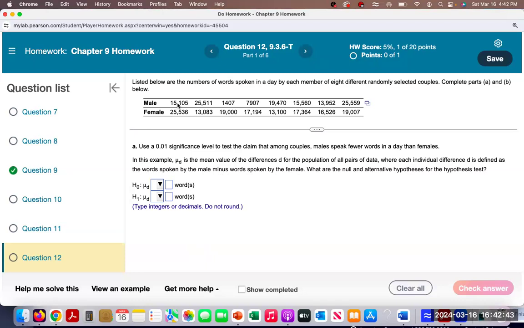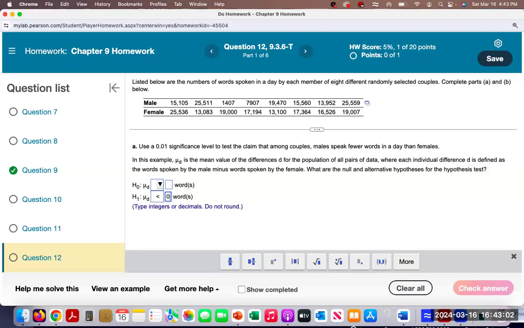If males speak fewer words than females, males are smaller, so these values would be smaller minus larger values, and the difference should be negative. So mu of differences should be less than 0. And because the claim of mu subscript difference less than 0 doesn't contain equality, it has to be the alternate hypothesis. The null hypothesis should always have an equality, equal to 0.